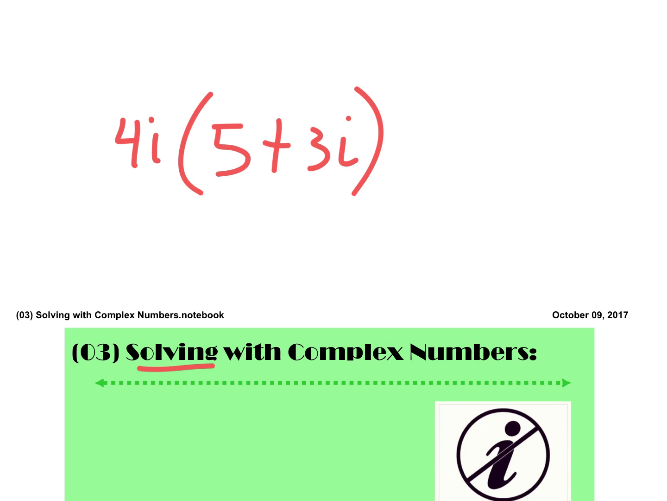Keenan, can you tell me what little fact you have to know to be able to simplify these down? That i squared is -1. Perfect, that i squared is -1. So when you're simplifying it down, make sure you include that.